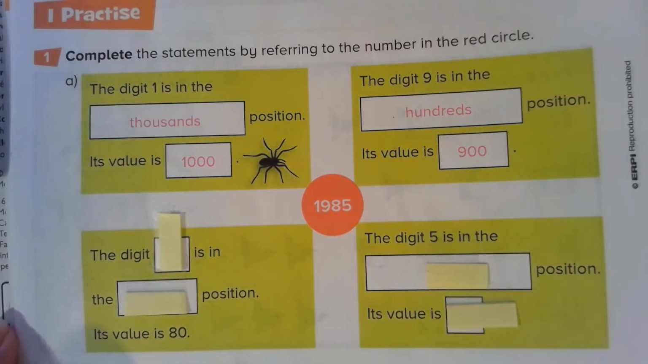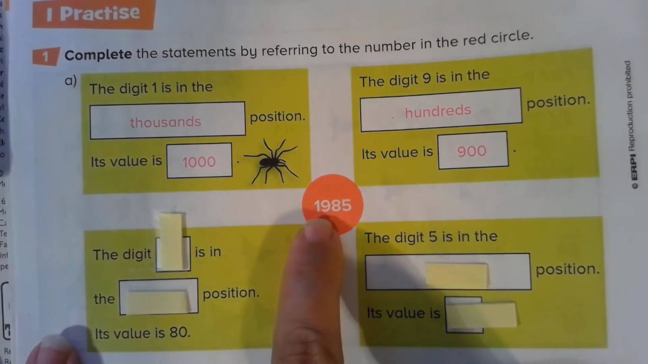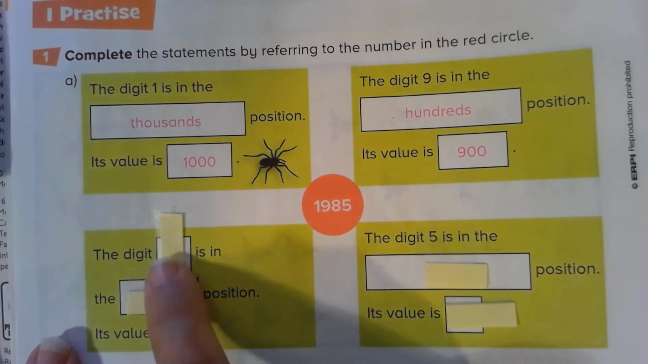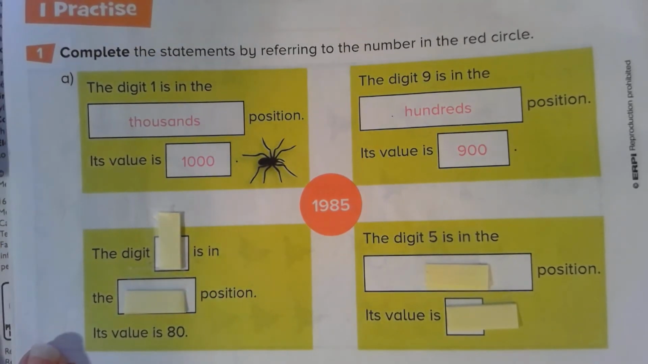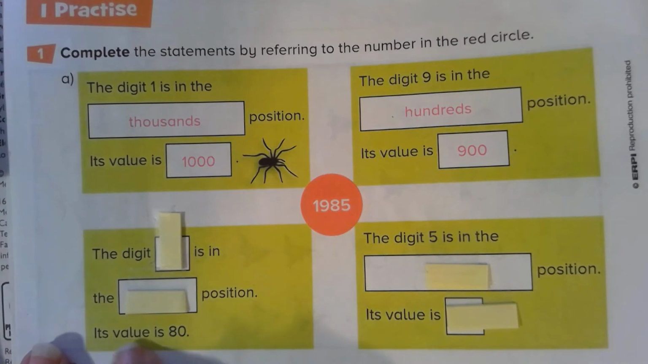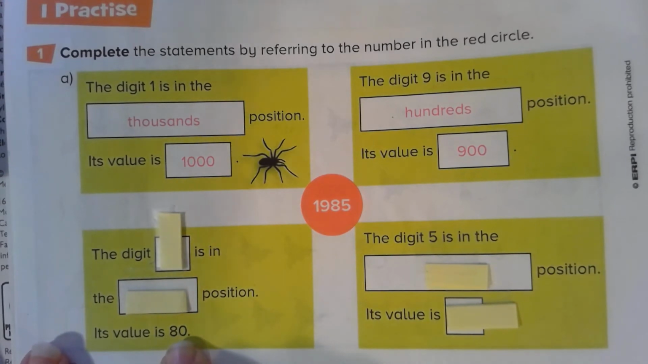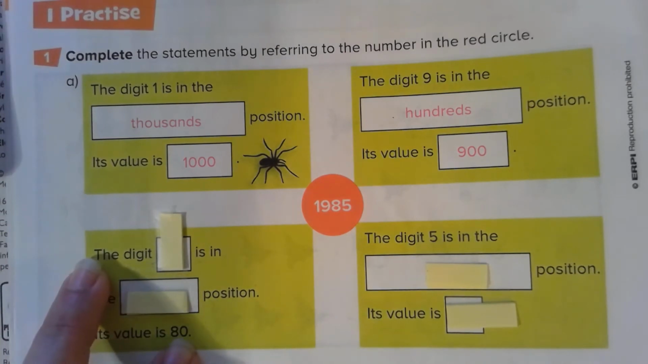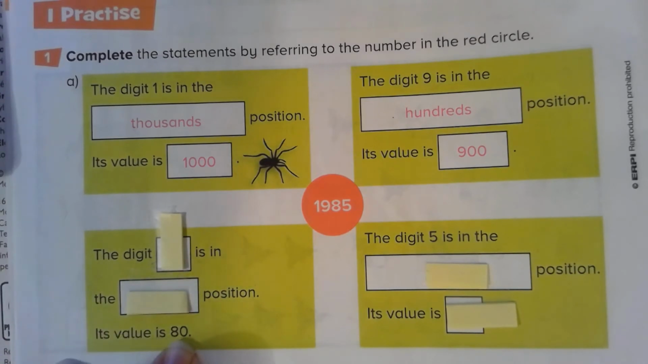Okay, let's keep going. We're still going to use the number 1,985. Ooh, they've given us 2 different blanks that we have to fill out. But this time, they told us what its value is. The value is 80. So, how do we figure out the digit? The digit blank is in the blank position. Well, I know the value is 80, so I'm probably going to look for an 8, right?